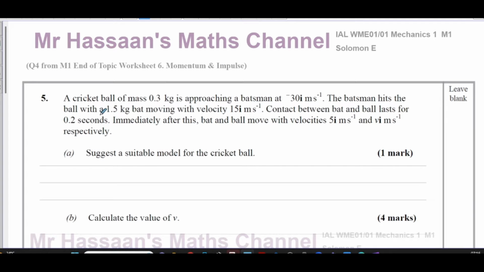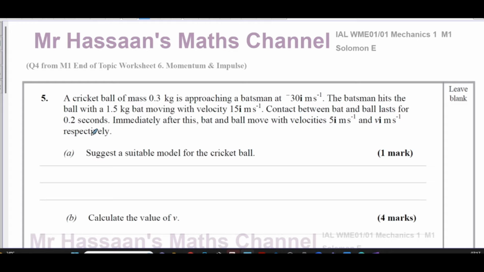Here we're told about a cricket ball of mass 0.3 kilograms, which is approaching a batsman at negative 30 I meters per second. So here we have vectors, and of course we assume I is a horizontal vector going due east. The batsman hits the ball with a 1.5 kilogram bat, moving with velocity 15 I meters per second, so it's going in the opposite direction to that.